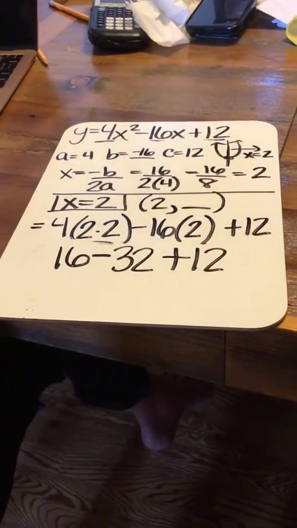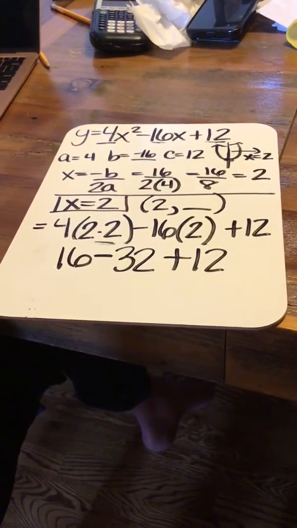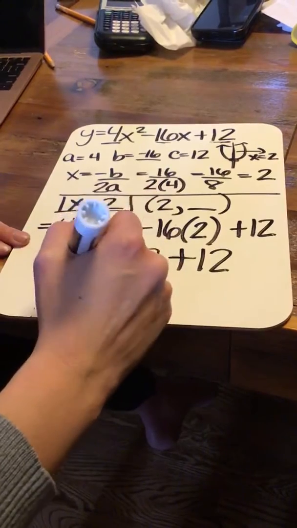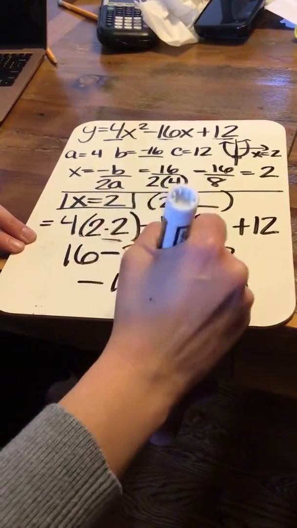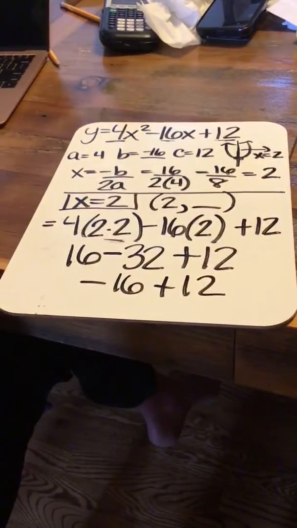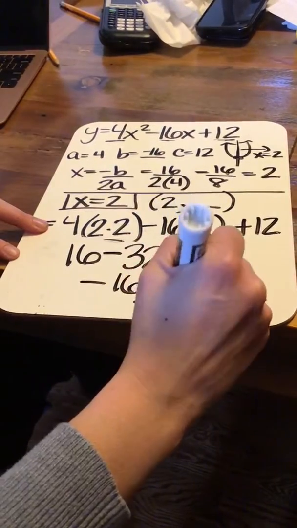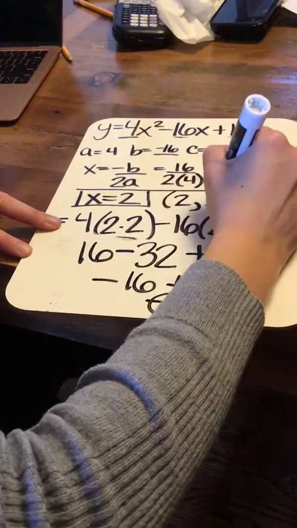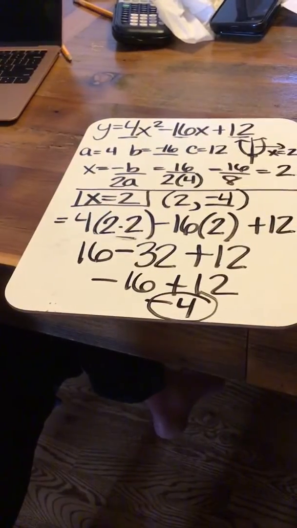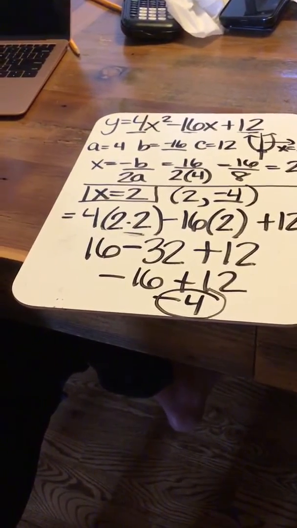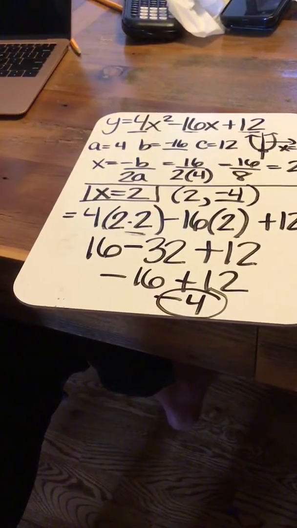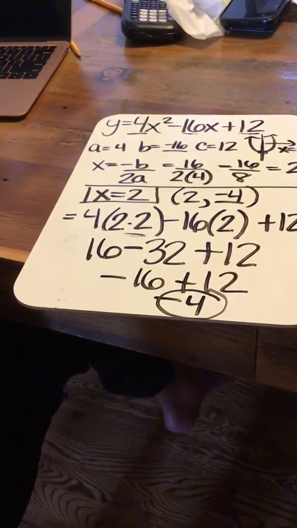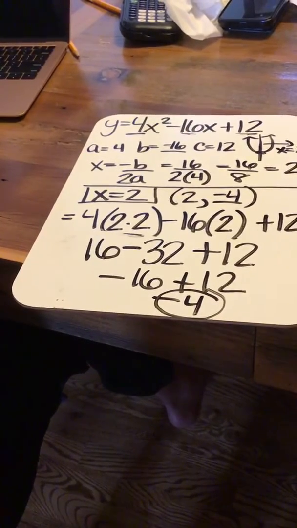Then I can go ahead and simplify that by using my order of operations. So 16 minus 32 is negative 16 plus 12, which makes negative 4. So that's my y if x is 2. So now I know my vertex. It's (2, negative 4). Okay, so you should have been able to fill out the first 2 boxes of your describing and graphing a quadratic function worksheet.